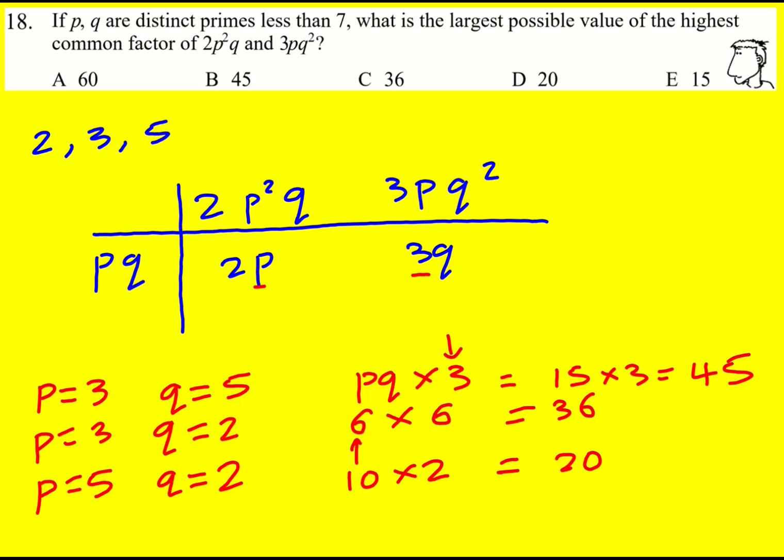So those are the different ways of doing it that make sense to try, making p and q numbers such that we can use them again. Like you don't want to make p equal to 5 and q equal to 3, for example, because then you just miss out on the extra common factors inside here. So it makes sense to use 3 and 5. The maximum is going to be 45.